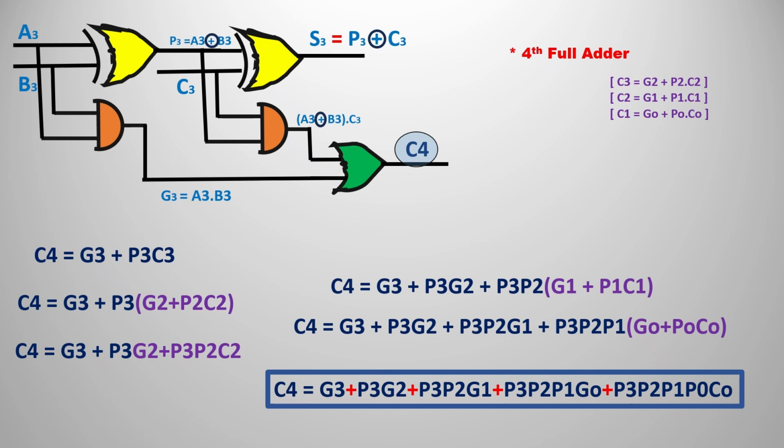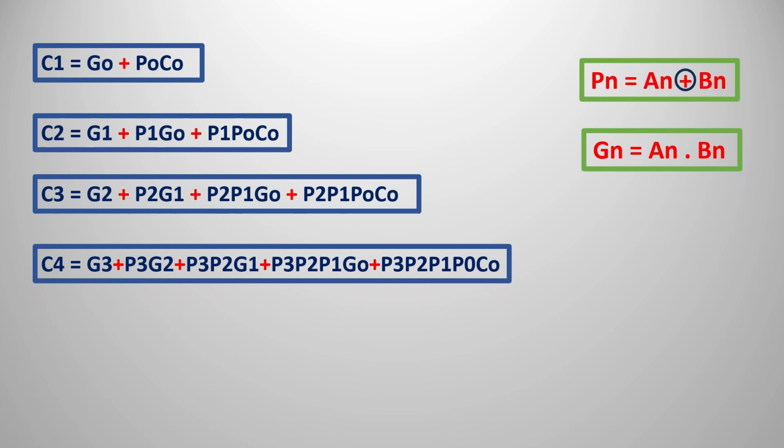With these 4 carries, we can produce the circuit diagram for the 4-bit CLA, the 4-bit carry lookahead adder. These are the 4 carry output expressions, that is C1, C2, C3, C4. You can also observe what is meant by Pn and Gn. Gn means the dot product (AND) and Pn means the XOR operation.